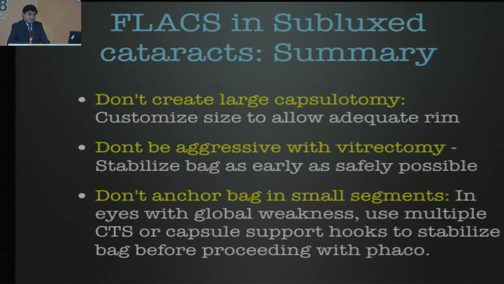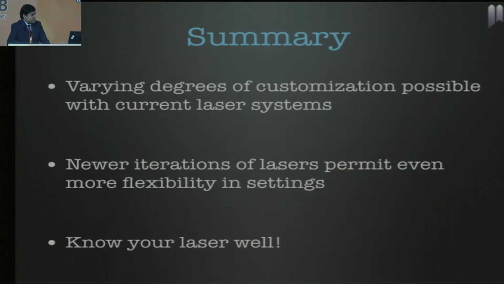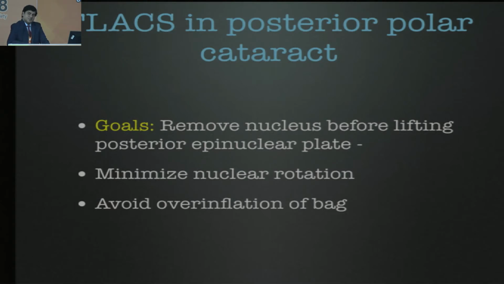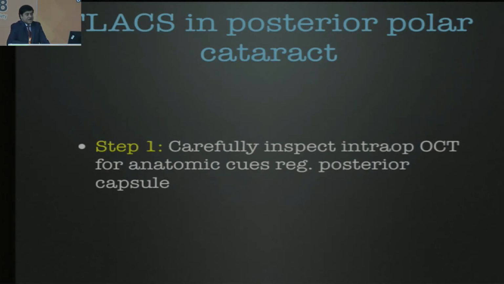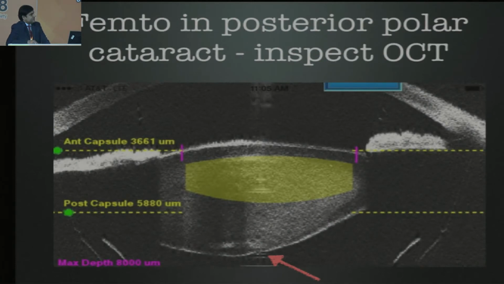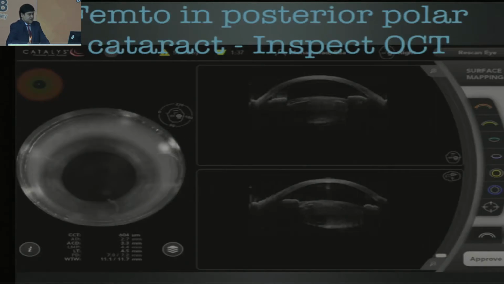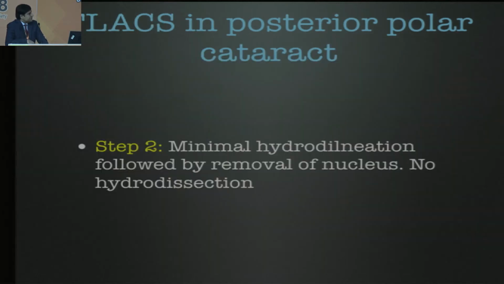I have 10 minutes for my lecture, and so I'm going to talk about posterior polar cataracts briefly. The good news is that Shreyas talked about it, so I'm going to be brief in my comments and perhaps add to some of the things that I think can be useful to keep in mind that Shreyas didn't touch upon. So the first clue in this case is to make sure you very carefully inspect the OCT, and you can see here that there is a posterior capsular dehiscence. In this example here, the posterior capsule is intact, in both posterior polar cataracts.